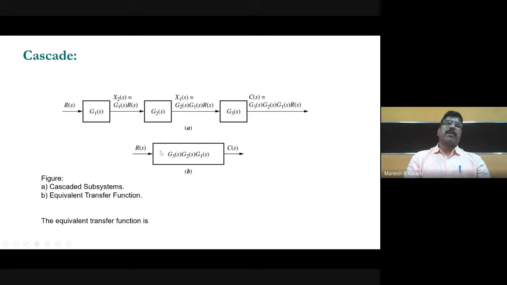Now see that here there are three blocks. G1 is one block, G2 is another block, G3 is a third block. So what will be the overall transfer function? Can we reduce these three blocks into a single block?